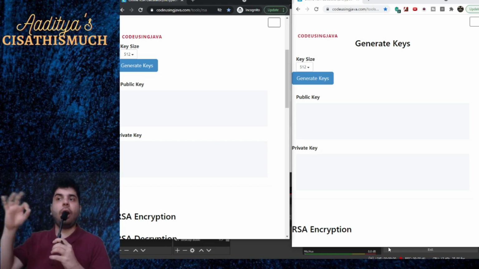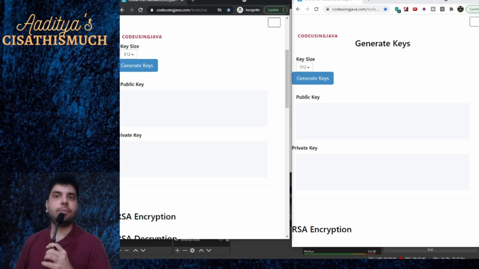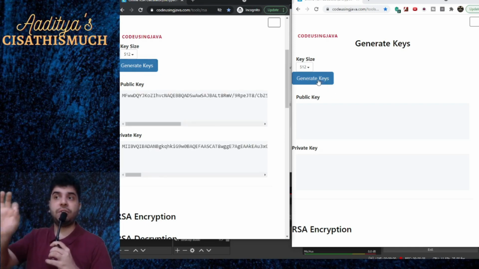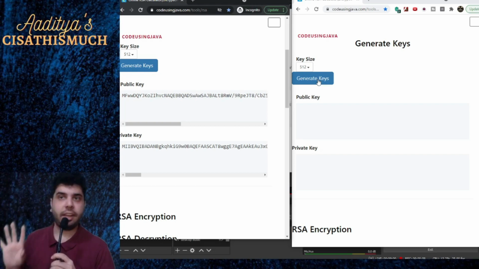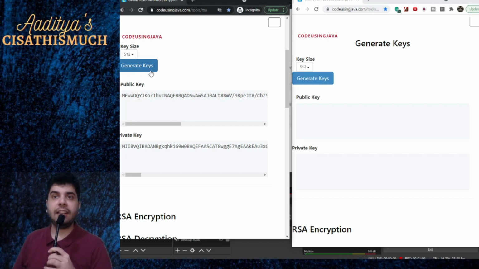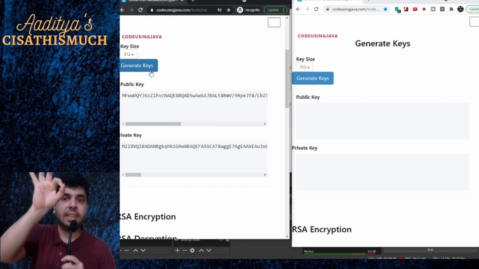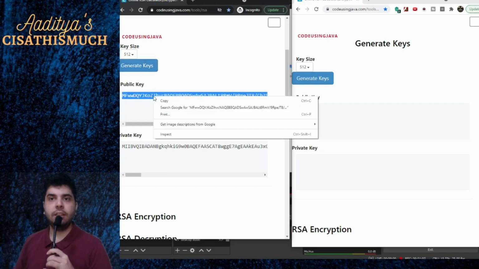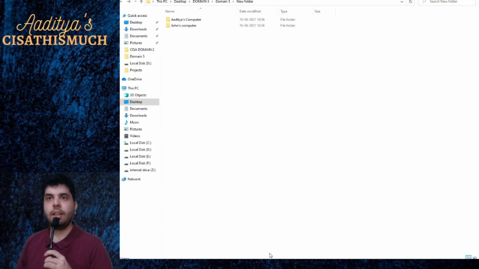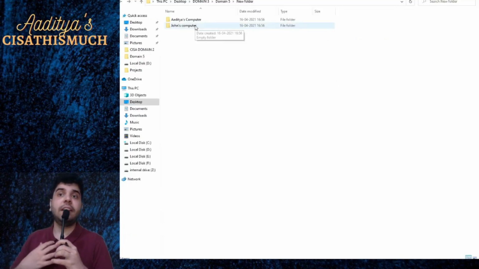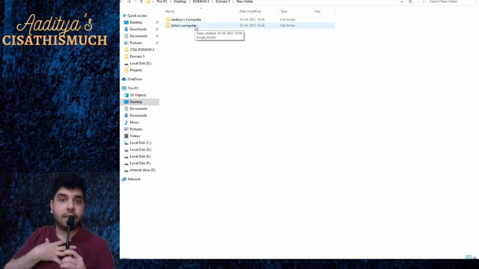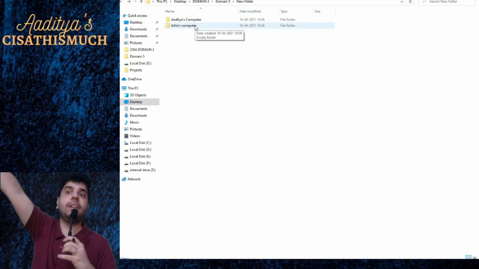Now we are generating keys. The sender is clicking on generate keys, and now the receiver will also click, but wait a second. The sender has just generated a public key as well as a private key. Now let's copy this key. Let's say for example the sender is Aditya and the receiver is John. I am the sender Aditya and the receiver is John.